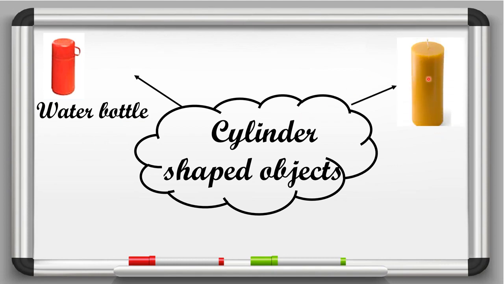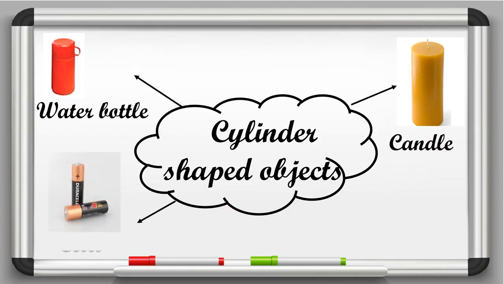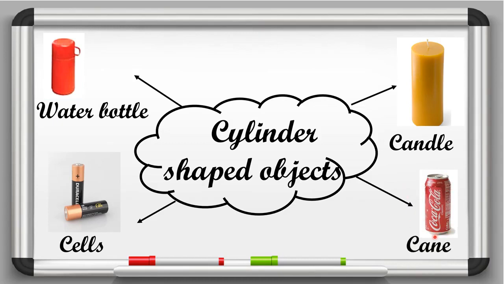Number 2. This is a candle. Cylindrical shape candle. C-A-N-D-L-E candle. Next one is these are cells. C-E-L-L-S cells. Okay. Number 4. This is a Coca-Cola and we call it can. C-A-N can. Understood, beta?